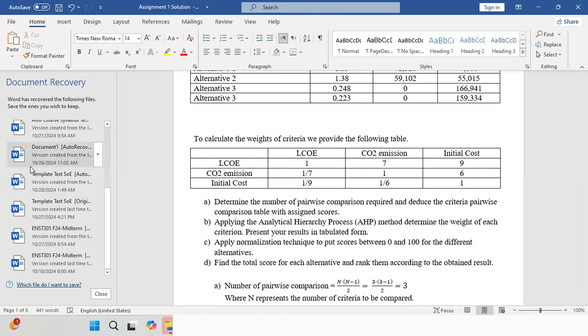So when we ask people, do you prefer LCOE or CO2 emission? They will answer, I prefer option A. So I prefer LCOE. And the same when we ask LCOE versus initial cost, I prefer also A. So the answer will be A, and the score will be as it is, 7 and 9. If I had here 1/7, for example, instead of 7, then the answer will be, I prefer option B, and the score will be 7.